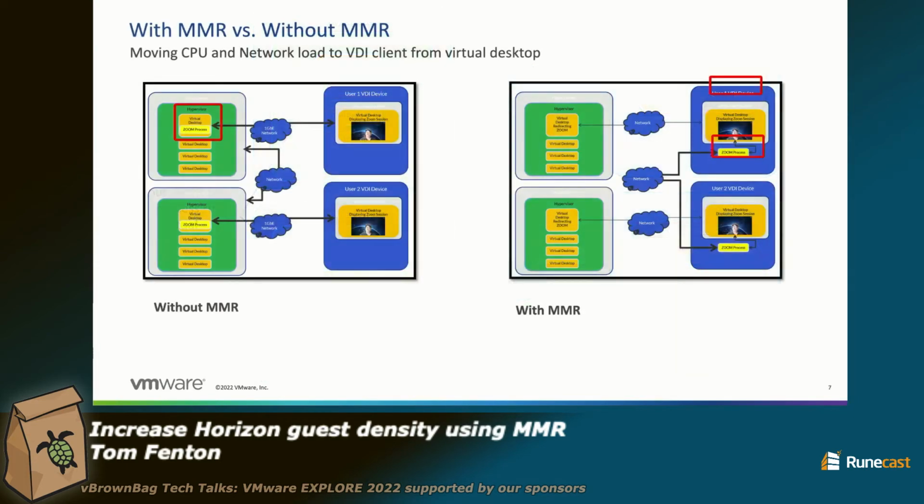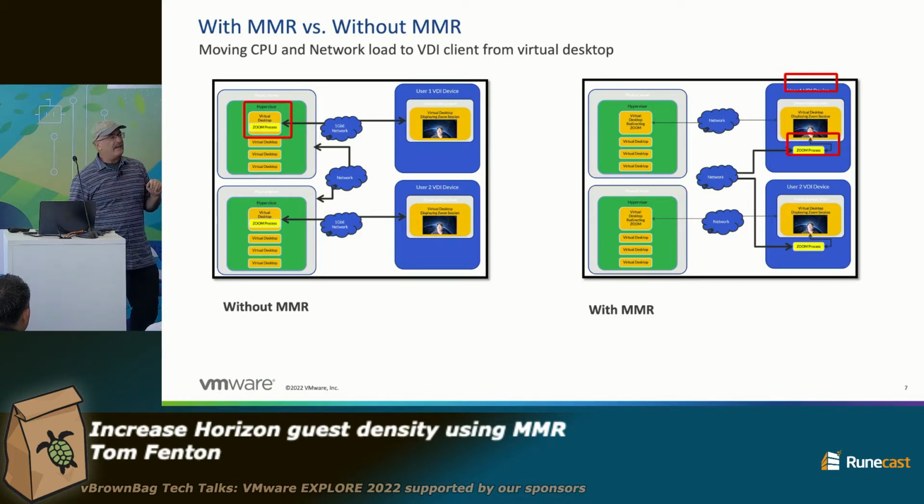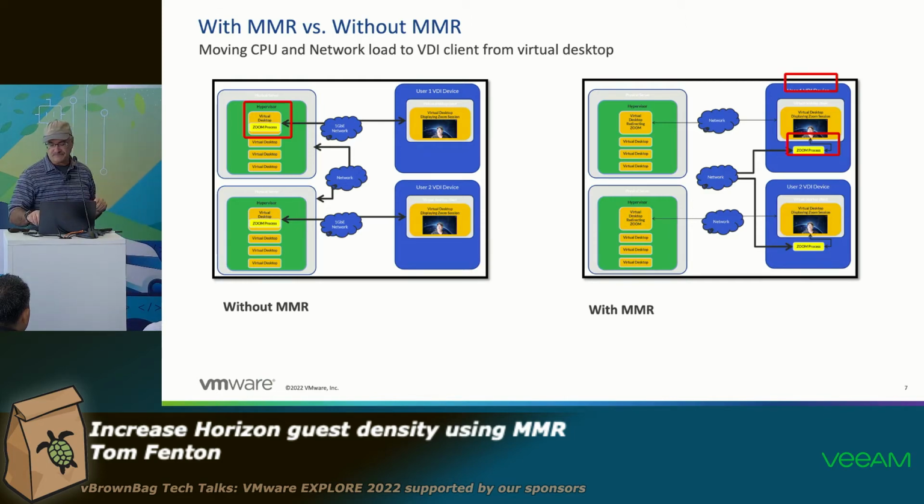So what MMR does, what the smart guys at VMware did, is say, we can actually run this Zoom process locally, because thin clients now are quite powerful. Even the low-cost ones have Celeron processors in them, and they can handle this load. So we take the Zoom process and run it on the local client rather than in the virtual desktop, freeing that up. And we route network traffic from the thin client to the other thin client, as you would if you're using physical desktops. And it does save a lot of resources.